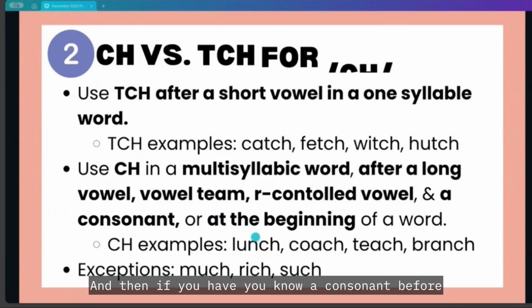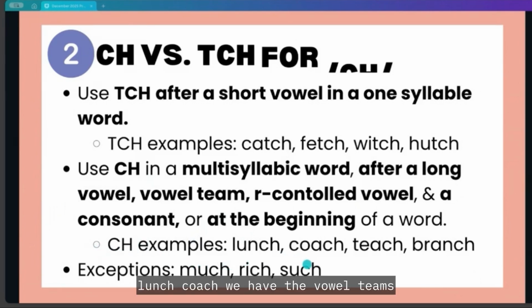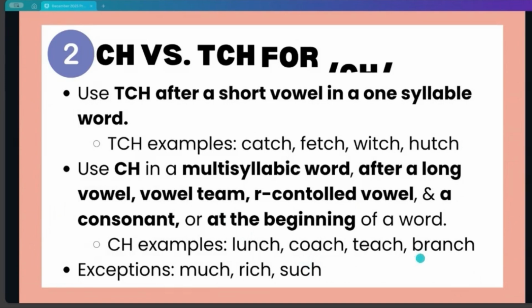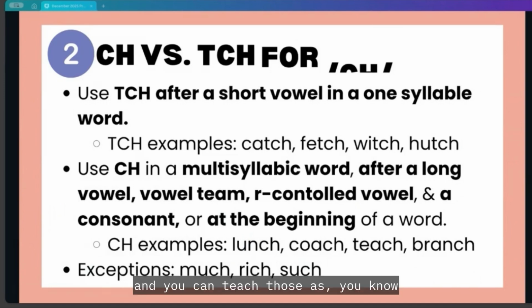And then if you have a consonant in between the vowel and the ch sound at the end of a word, you will use CH. And then at the beginning of a word, we use CH. So you can see some examples down here. Lunch, coach, we have the vowel teams. And then for branch and lunch, we have that vowel, consonant, and then the ch sound. And again, we have some exceptions, and you can teach those as high frequency words to your student.